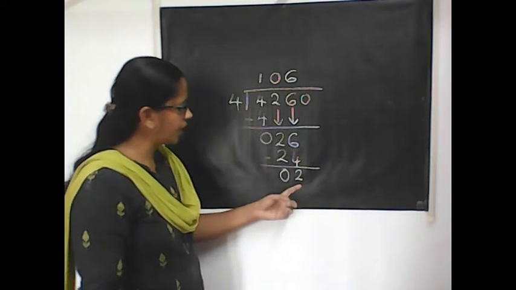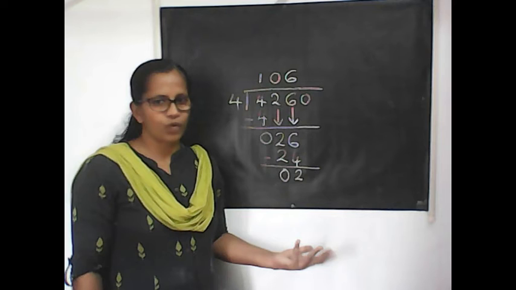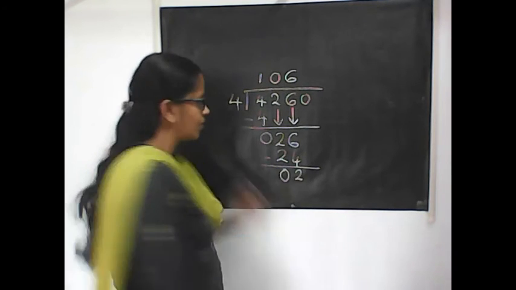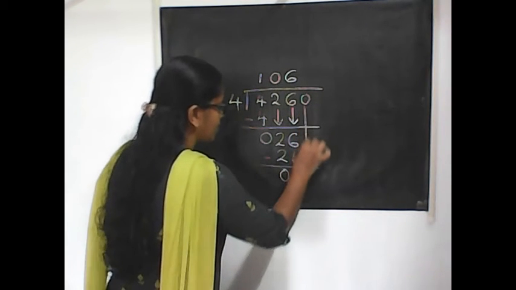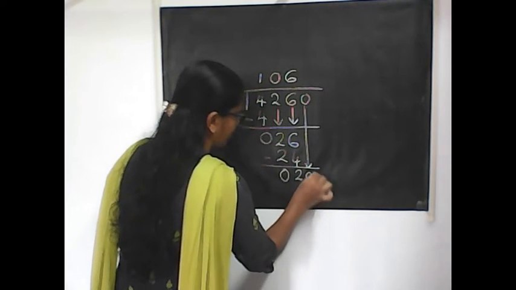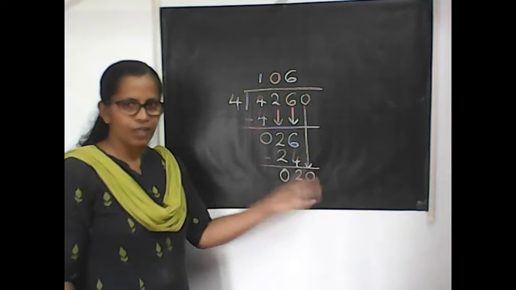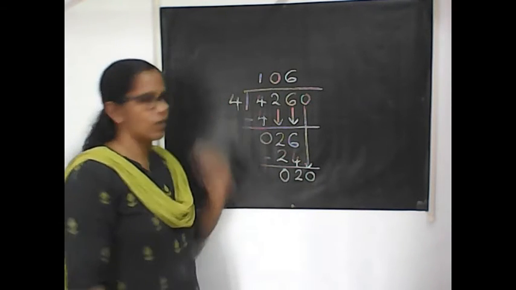So, now I have again only 02, that means 2 toffees. Can I take 4 at a time? No. So, what will you do? Bring down the next digit like this. Where you are bringing it down, you have to write that 0 in the quotient. Now I have together 20 toffees with me. From 20, I can take 4.